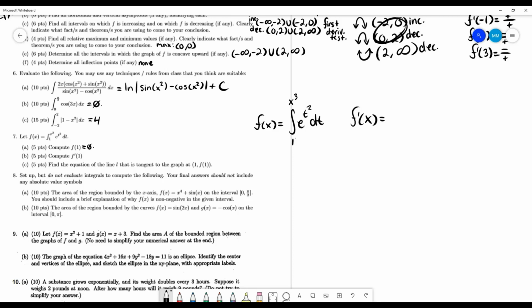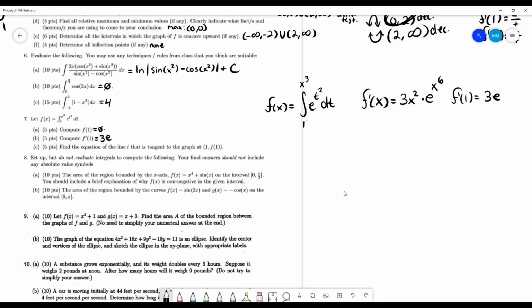Backing up here, taking that derivative, because this isn't just x, this is x cubed. Remember, we multiply by the derivative of that first, and then plug that into there. So it should be this. Now plugging in the 1, that's going to get me 3 times e, so it's going to be 3e. There we go, that's correct.